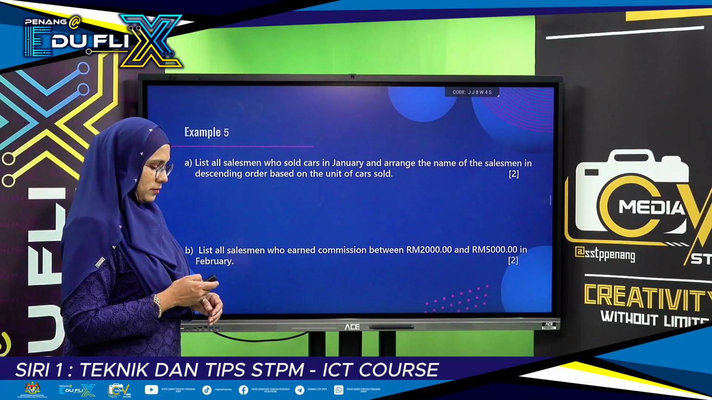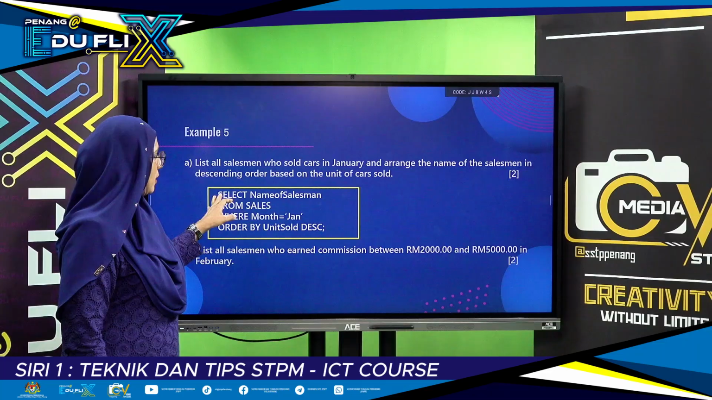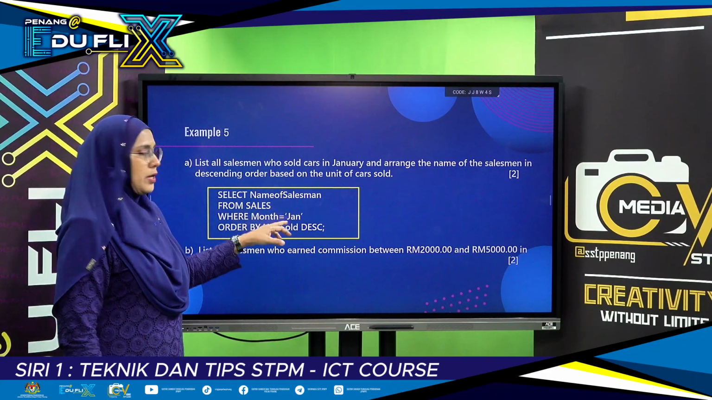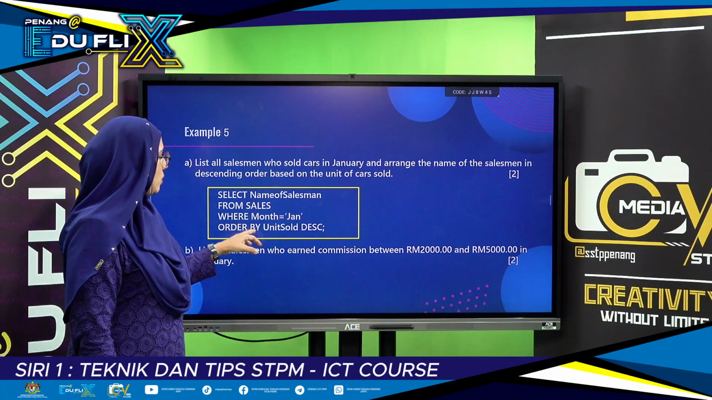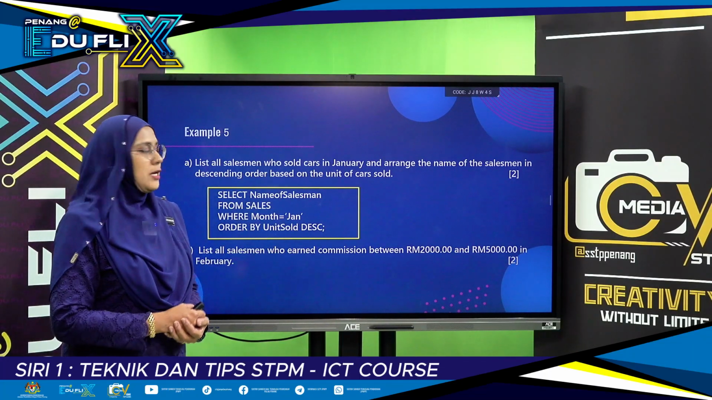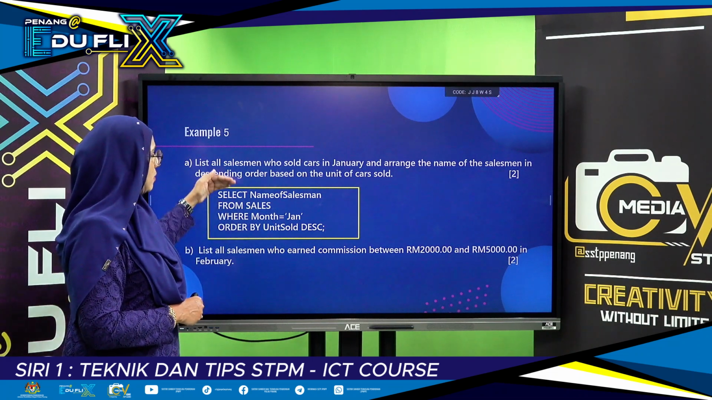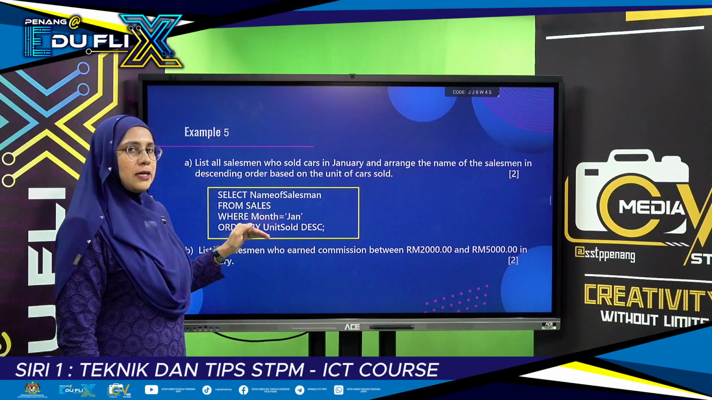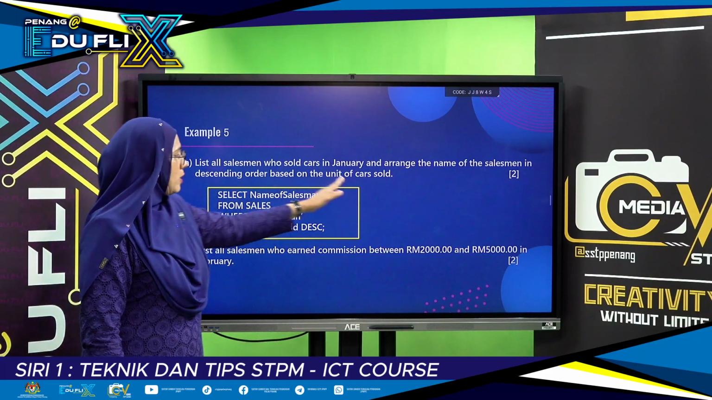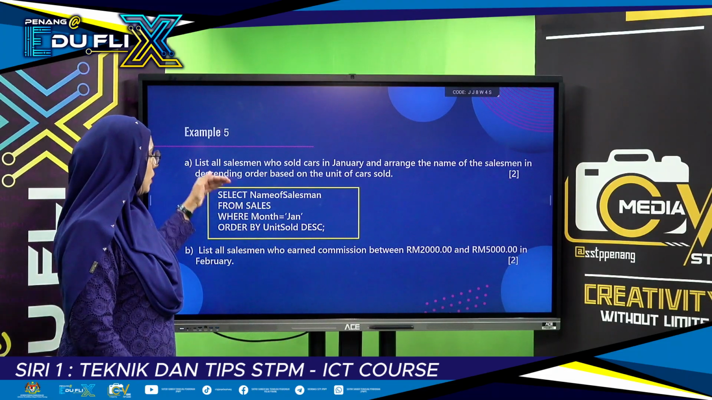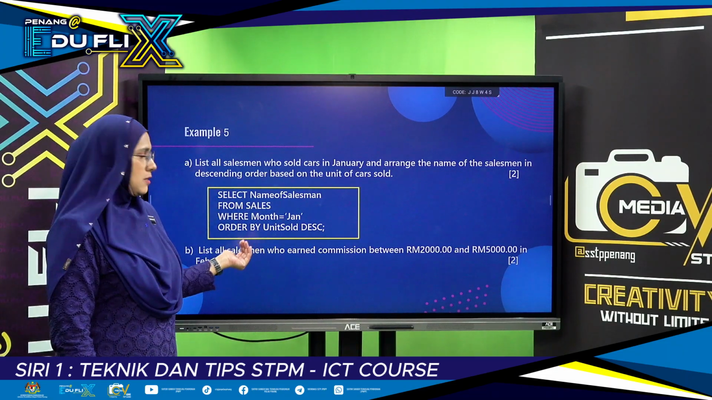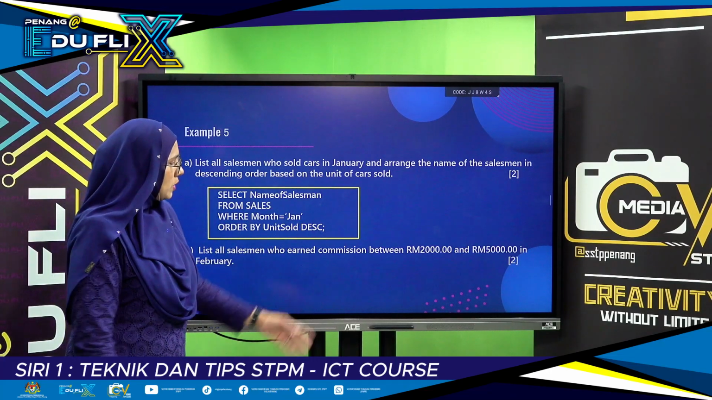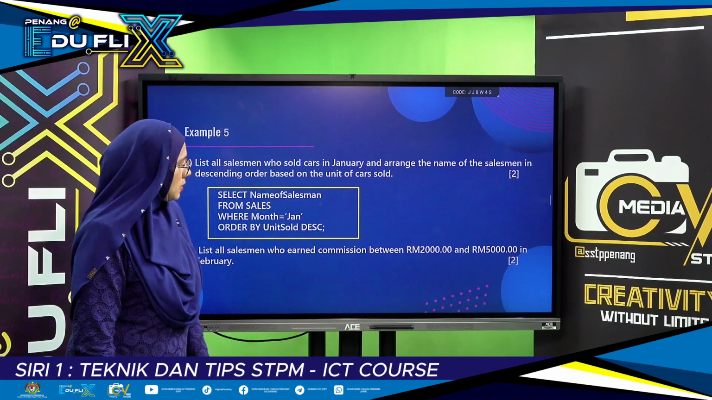So how to write the SQL? We use SELECT name of salesman FROM sales WHERE month is January. You have to put quotation marks. ORDER BY units sold in descending order. You start each command on a new line, because you can see it clearly. It's correct if you put it in one line, but it's better to put it line by line like this. It is neat.